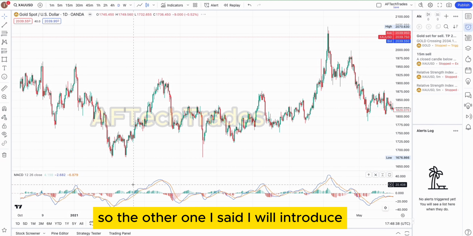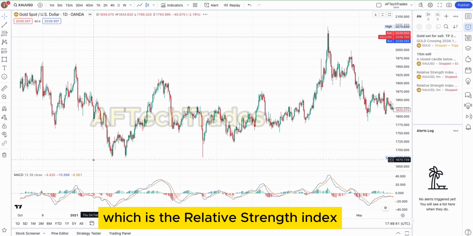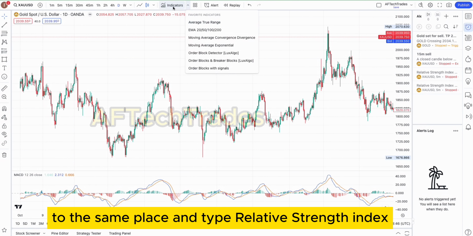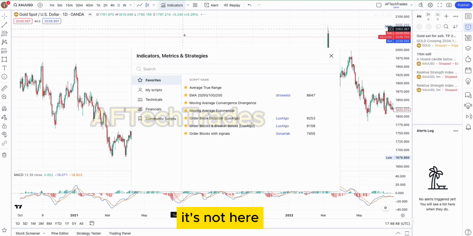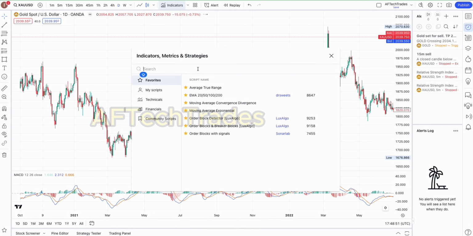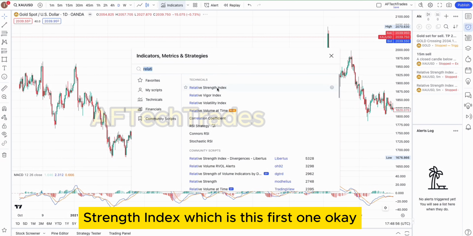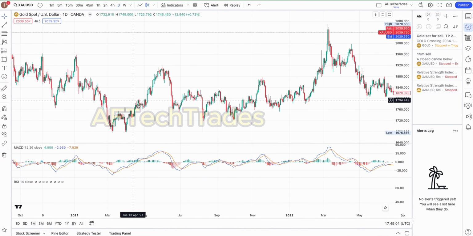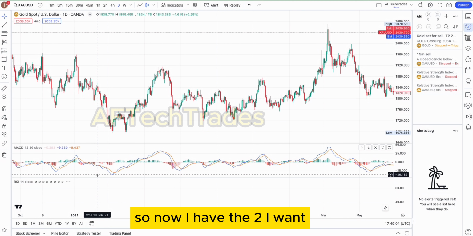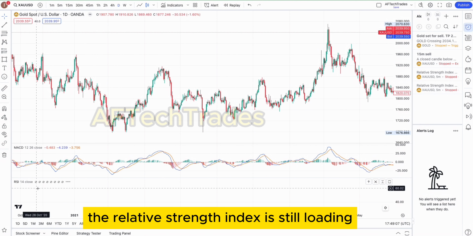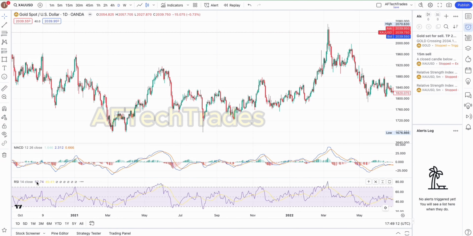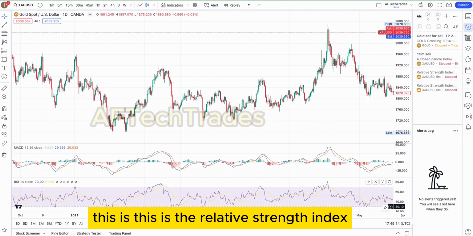The other one I said I will introduce is the relative strength index. You go back to the same place and type relative strength index. Let me check the relative strength index, which is this first one. Let me add it to my favorites list as well. So now I have the two I want. The relative strength index is still loading. Okay, this is the relative strength index.